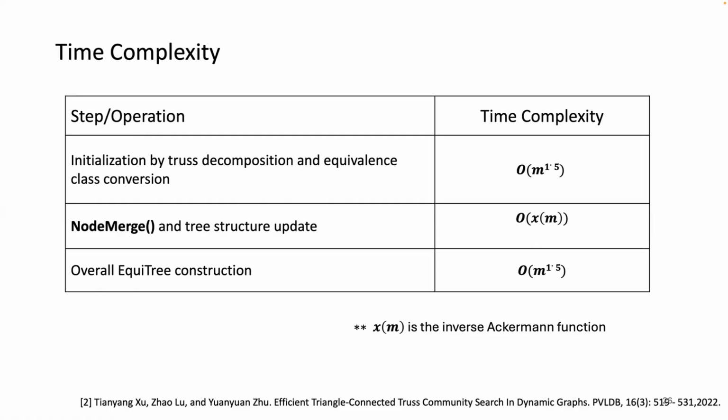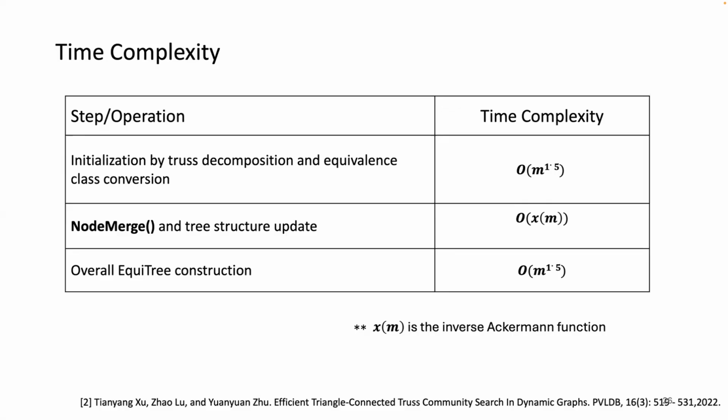Yes. And the next stage is the conversion to the tree itself. The node merge is m times alpha of m, where alpha is the inverse Ackermann function. It's a kind of function, and if we want to read more on that, we can check this paper. To do the node merge, it will traverse all of the vertices in the node.